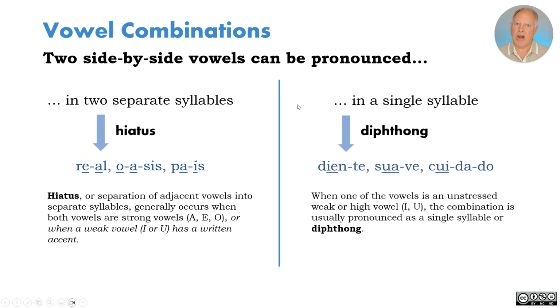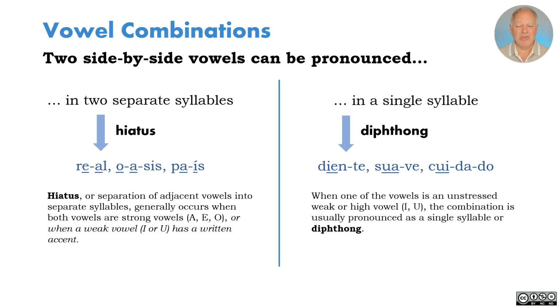The other way, perhaps the more common way if we were to look at all the words in Spanish, is to pronounce two adjacent vowels as a single syllable. This is known as a diphthong. So when one of the vowels is an unstressed weak or high vowel, that i or u vowel, then the combination is usually, almost always, pronounced as a single syllable or a diphthong.